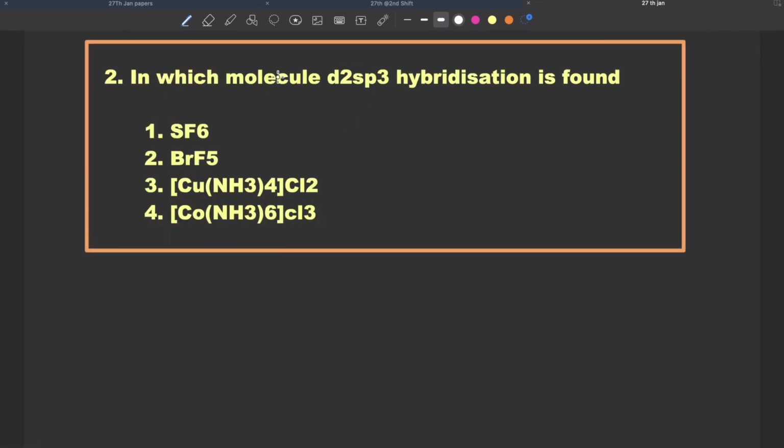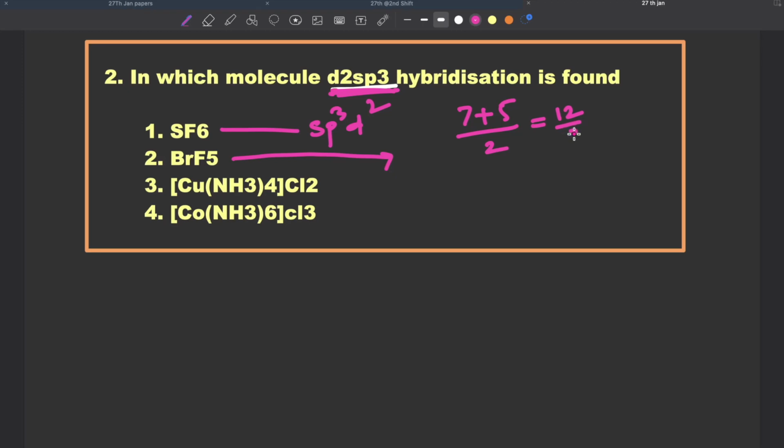We'll move to the second question. In which molecule is d2sp3 hybridization formed? We know that SF6 has sp3d2 hybridization. In BrF5 the hybridization would be 7 plus 5 by 2, that is 12 by 2, equal to 6. So it would be sp3d2 again.